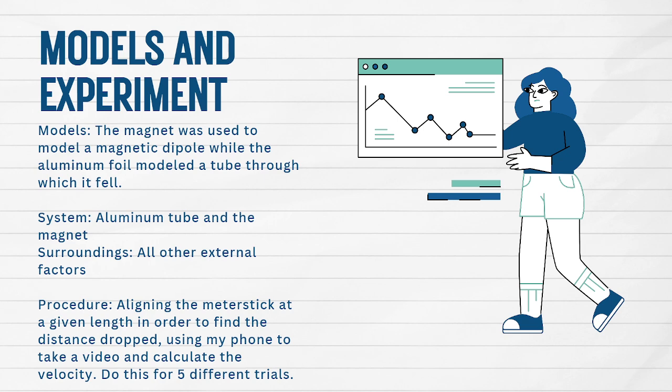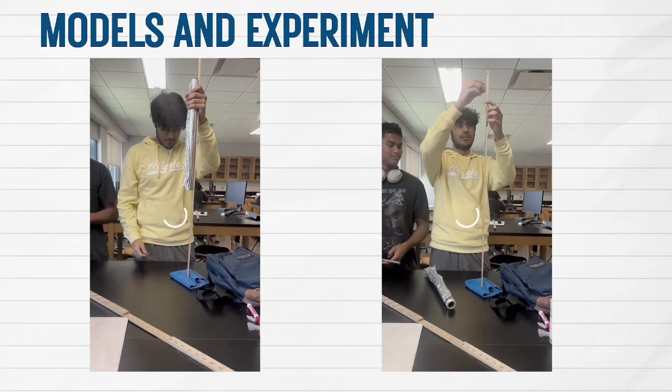As for the procedure, I aligned the meter stick at a given length in order to find the distance dropped, and I used my phone to record a video and then calculated the velocity based off when it fell onto the table. I did this for 5 different trials. In the next slide, you'll see a representation of this.